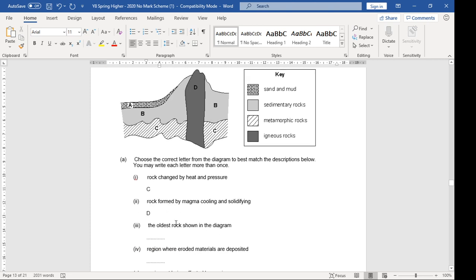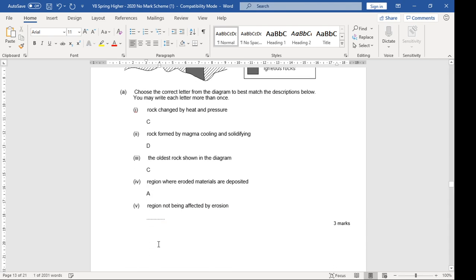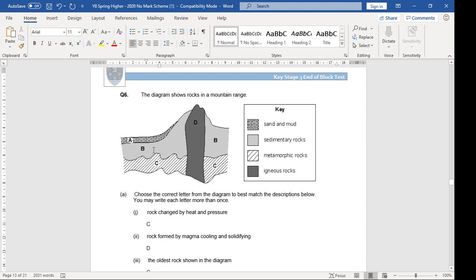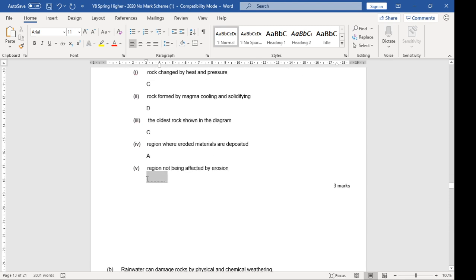The oldest rock would be the one that is lowest down. Probably. That's how we see. Region where eroded materials are deposited. Well, eroded materials are things like sand and mud, so that would be A. And a region not affected by erosion, so we've just got to choose something that is not exposed to wind and rain. So I think that's only going to be C.